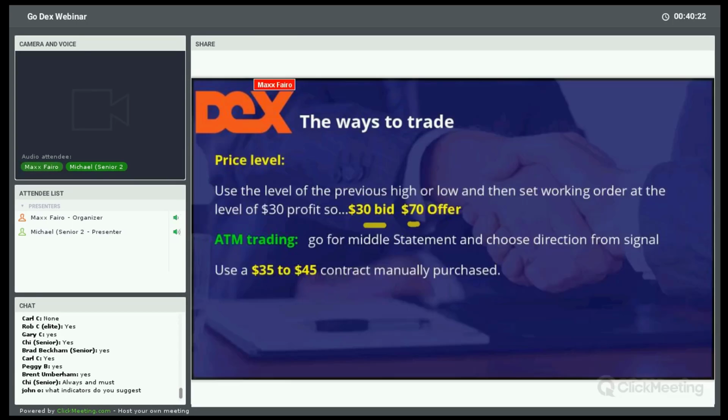That's another way to trade the process, using ATM, using a $35 to $45 profit on the contract, manually purchased, right? You're not using working orders at this point, right?